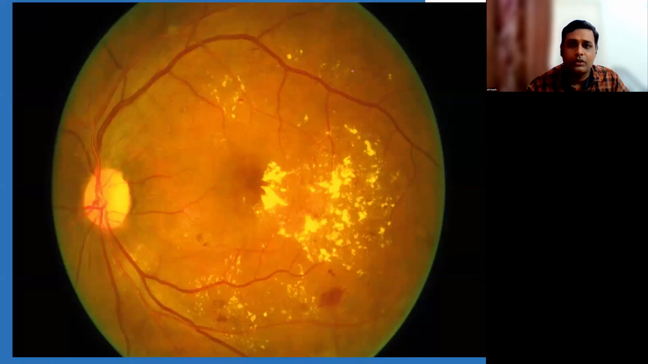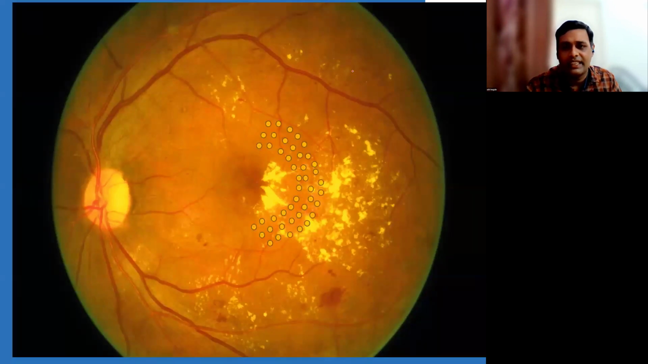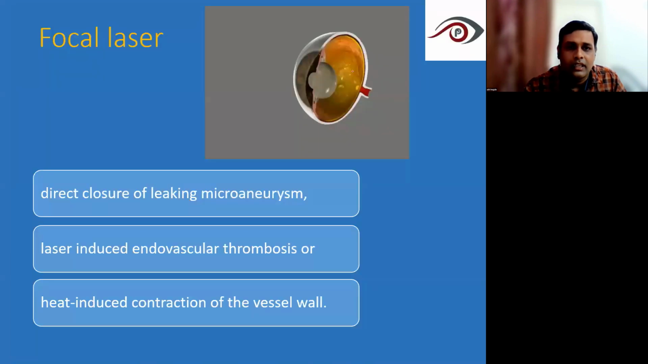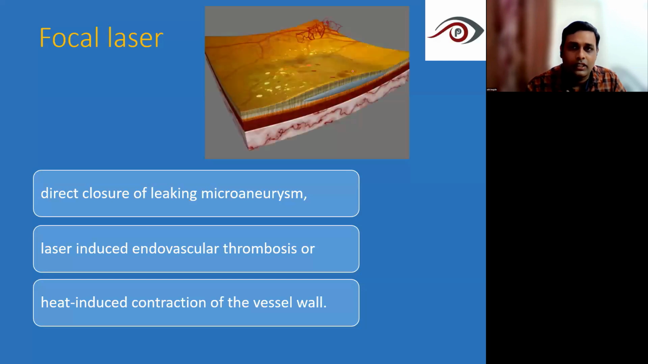Normally we do various types of grid lasers, like modified grid laser or normal grid laser, just outside the fovea, in 3 to 4 rows, which will decrease the macular edema. It takes some time. It doesn't decrease immediately; it takes at least 6 weeks to 2 months to act. Similarly, we do focal laser in conditions where the diabetic macular edema is due to microaneurysms, where hitting the leaking aneurysm directly will close it through thrombosis or heat-induced contraction.